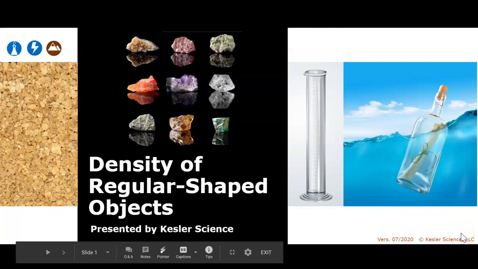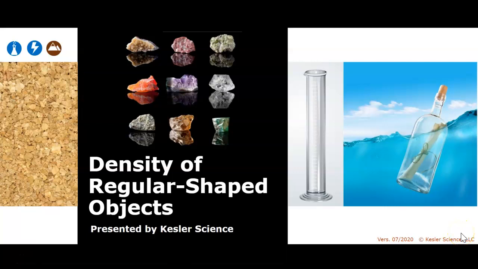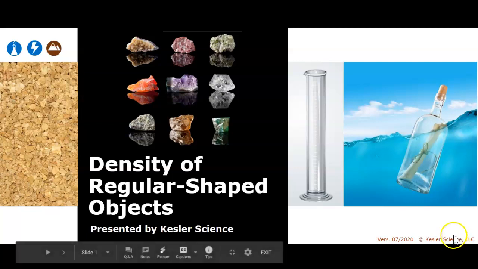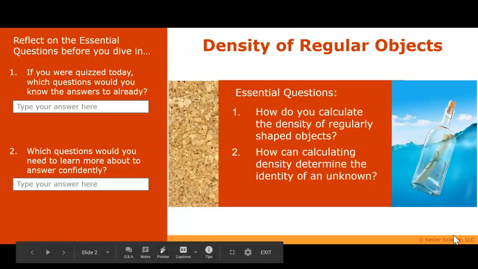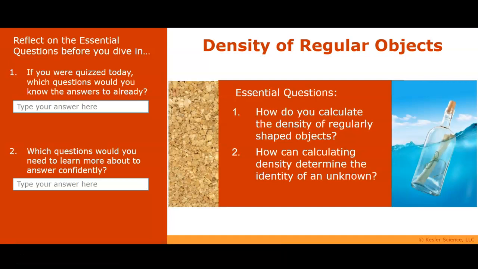Hello, 8th grade. Today I'm going to go through the information for density of regular shaped objects. The essential questions we're looking at are: how do you calculate the density of regularly shaped objects? That would be things that you could measure the sides of, not like a rock or something that's irregularly shaped. And how can calculating density determine the identity of an unknown?